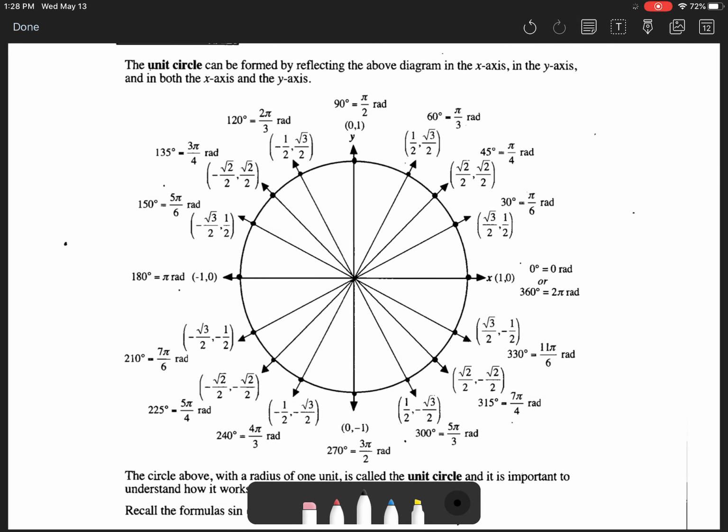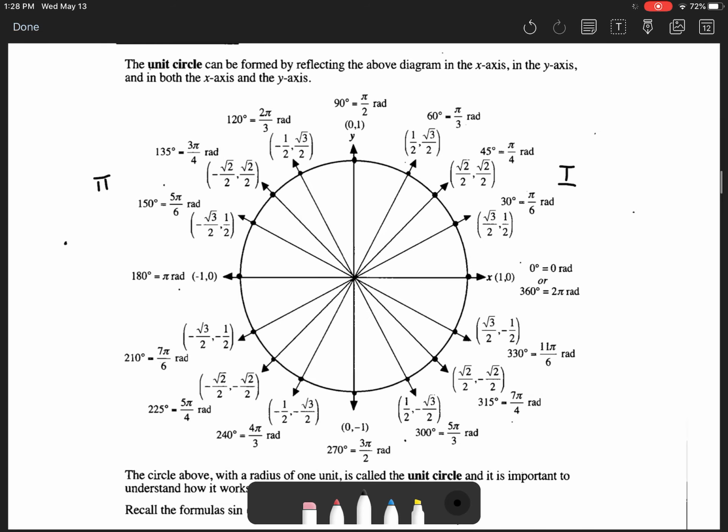Okay, so here is the unit circle. Now, the first time we see this circle, it usually makes our eyeballs pop out of our head because it looks so confusing. But remember, if I know quadrant 1, so remember quadrant 1 is over here, here is 2, here is 3, and here is 4. If I know quadrant 1, I know all the quadrants, and I'll show you right now.